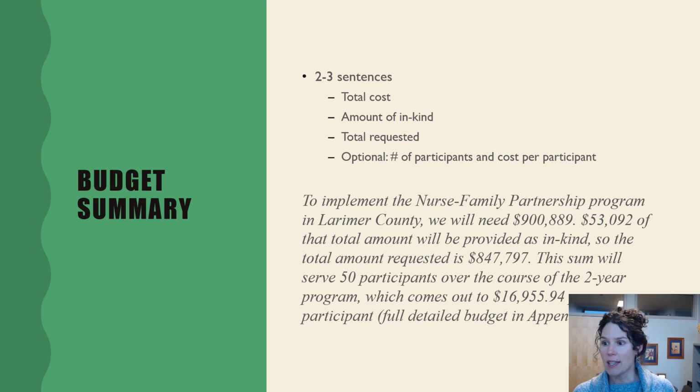You can see an example here. Basically, you say what you're going to be doing and what you need and how much of that is in kind and how much of that is requested, and optionally, how many people you're going to serve and what the cost is per participant.